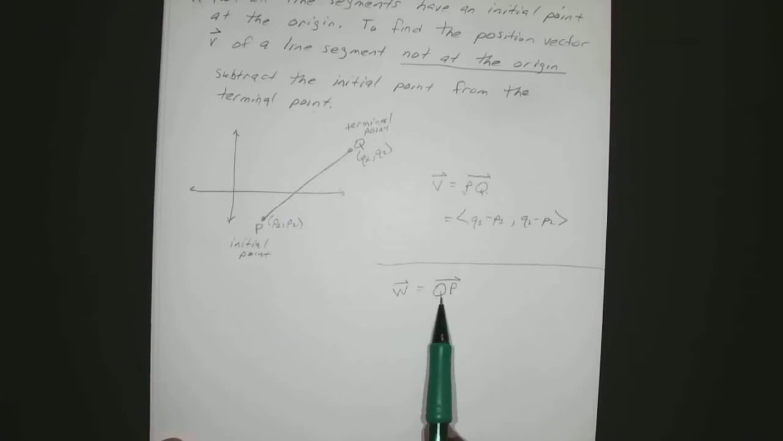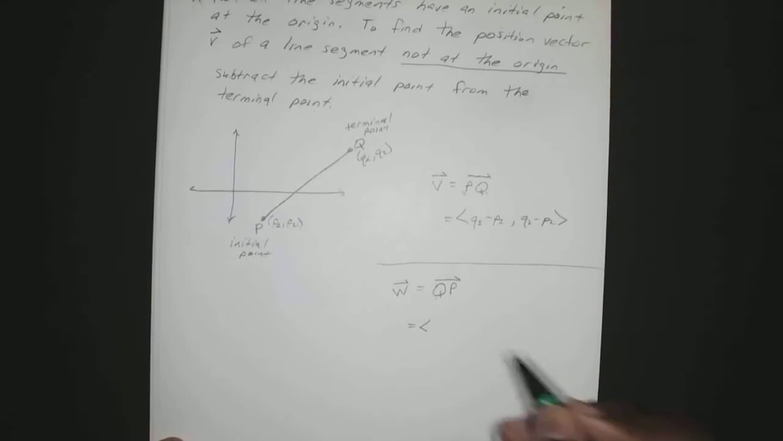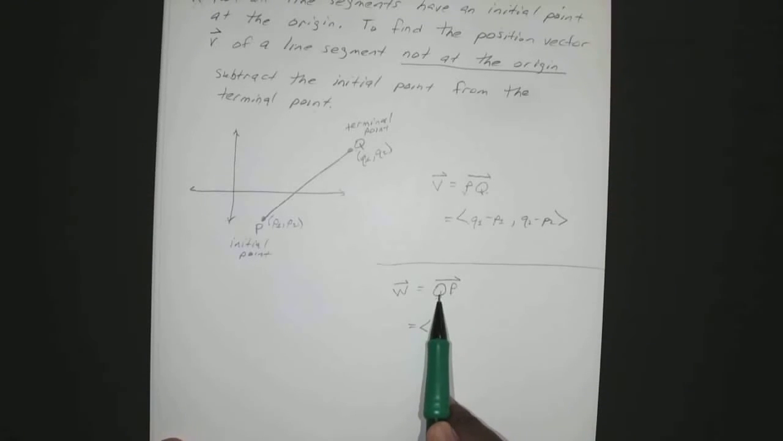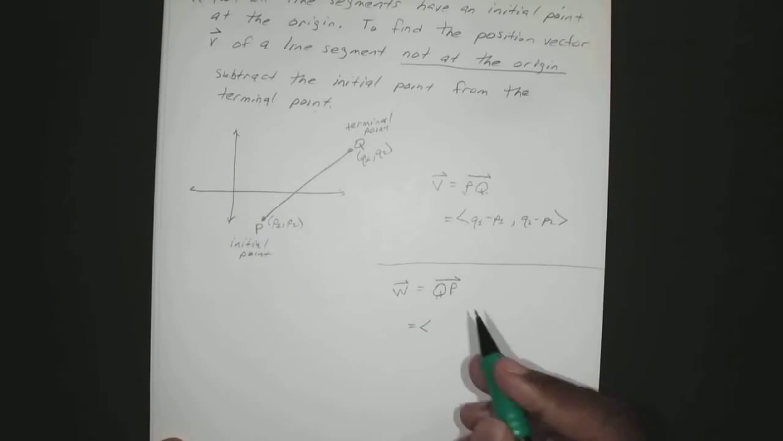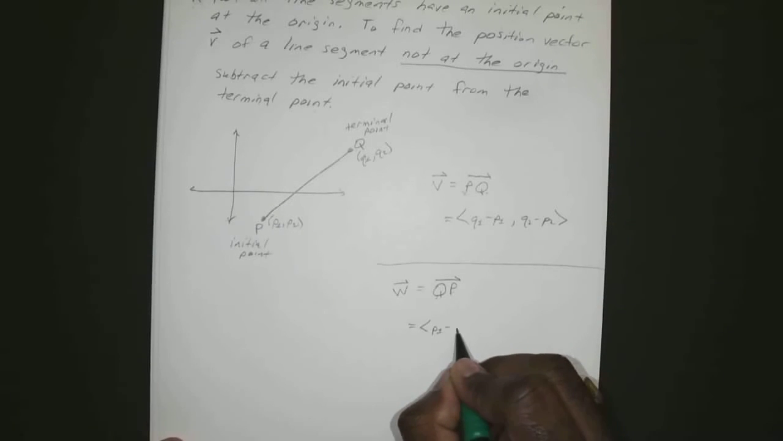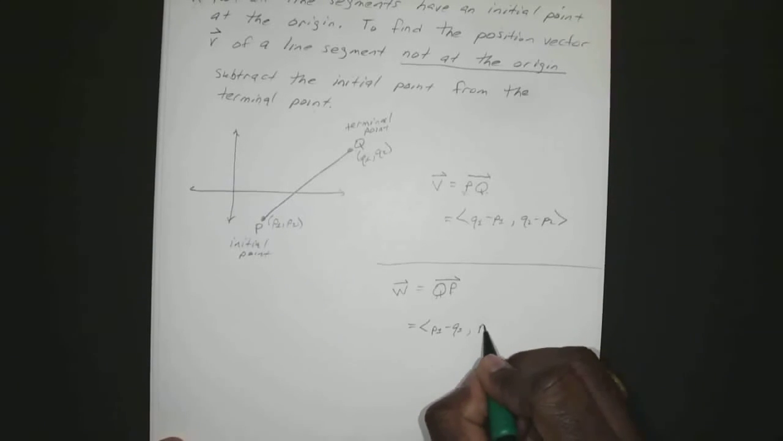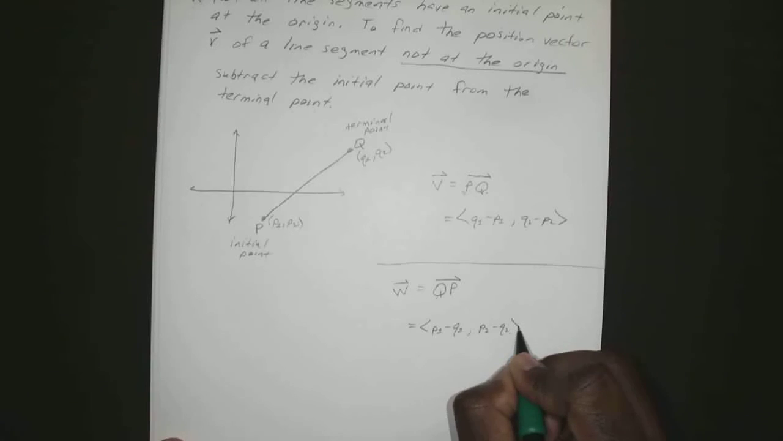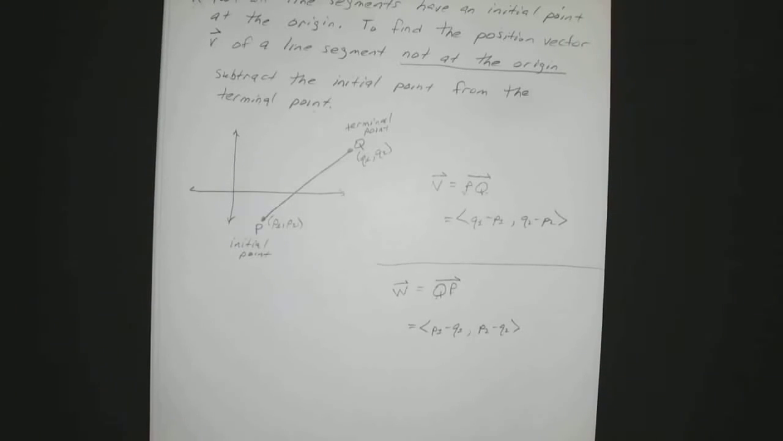With this one, since we're going from Q to P, it's going to be P1 minus Q1, and then P2 minus Q2. So it all depends on which one's your terminal point and which one's your initial point. All right, so even if you have some unidentified line segment, you can create a vector from it.